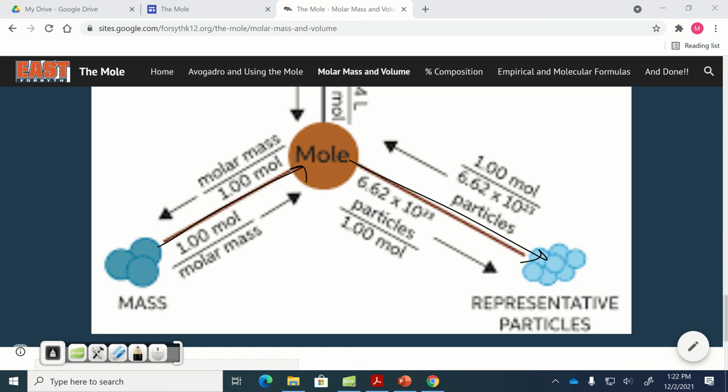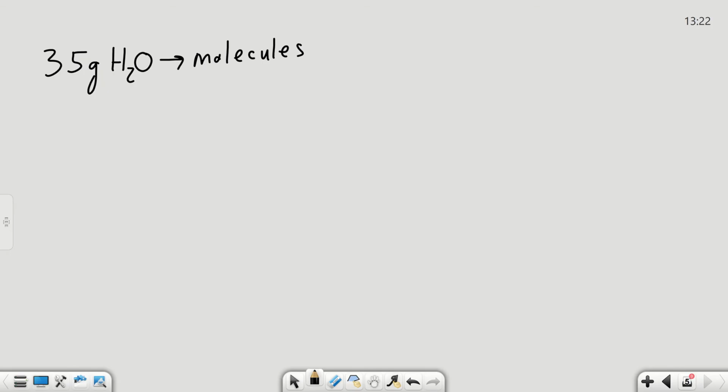And I can do this all together. Not saying I'm going straight there, but I don't need to multiply one thing and then multiply another necessarily. I can solve for it all at once. I can combine everything. So how would I do that? I'm going to go from grams. I'm not going to go straight grams to molecules. I'm going to go to moles and then to molecules.